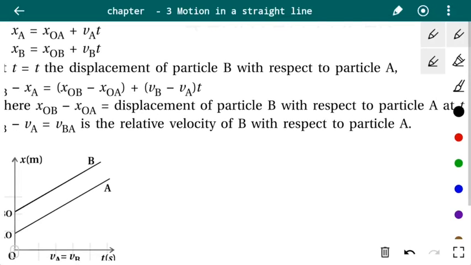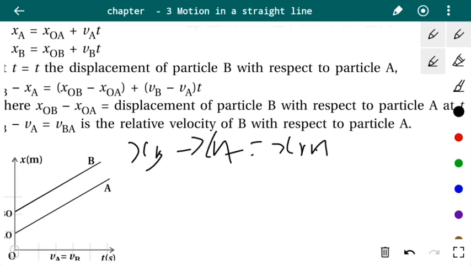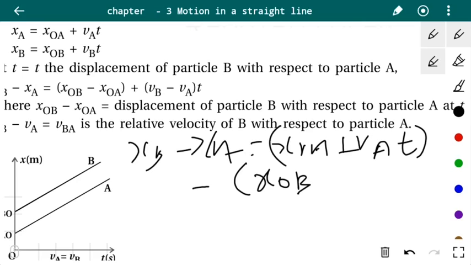So that can be written as XB minus XA equals XOB plus VBT, minus XOA plus VAT.